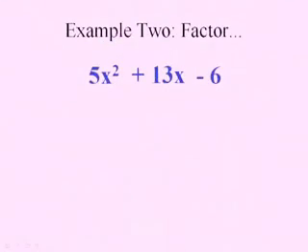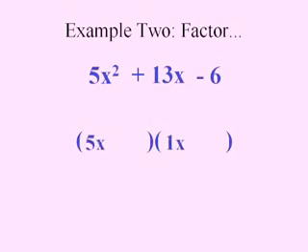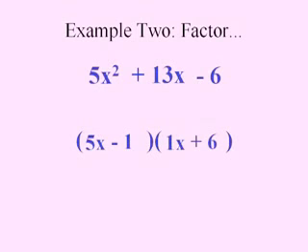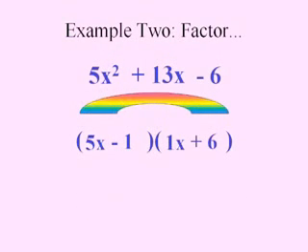Let's try another. Watch what we're doing here. Make a reasonable guess for this one. Well, there's only 2 possibilities to multiply to 5x squared. 5x and x. Now 6, or negative 6, let's try a negative 1 and a positive 6. It's a reasonable guess. I'll check the rainbow to see if I get the middle term. Well, 5 times 6 doesn't look good, does it? 30 and minus 1. This one doesn't work.